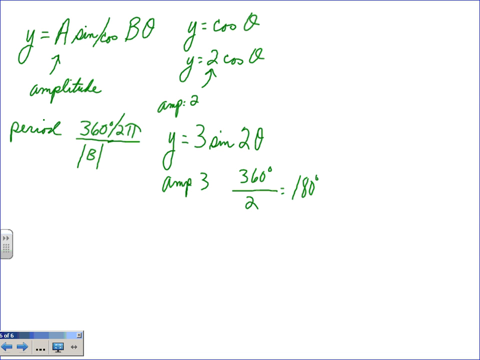We can also shift these up or down. If I hit, this is for sine and cosine, y equals sine theta minus 30 degrees.